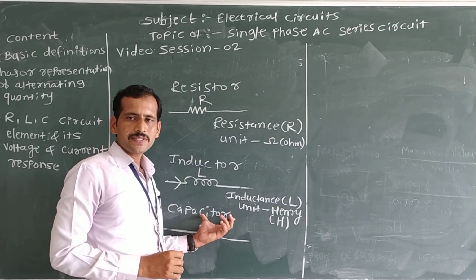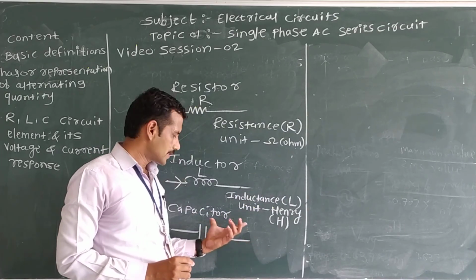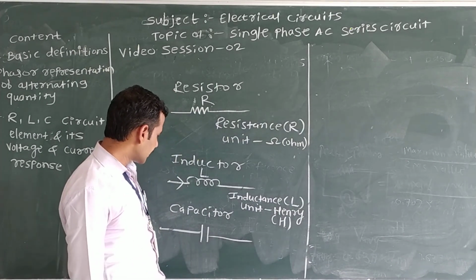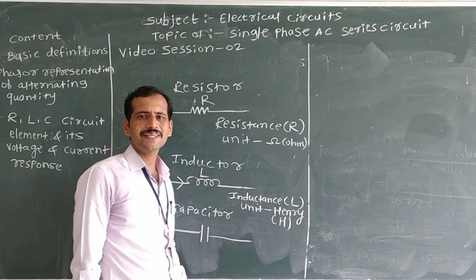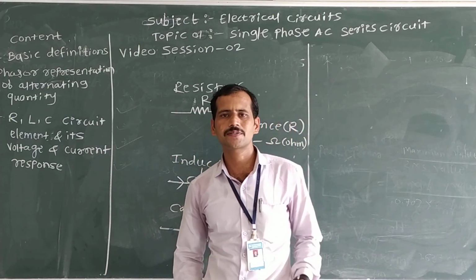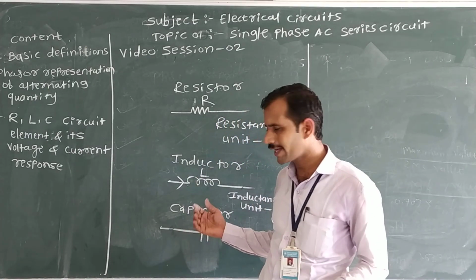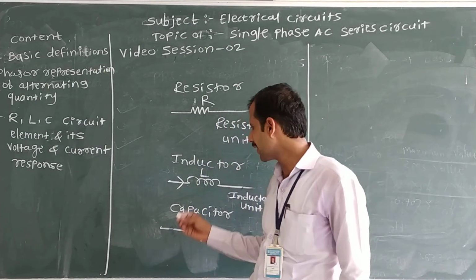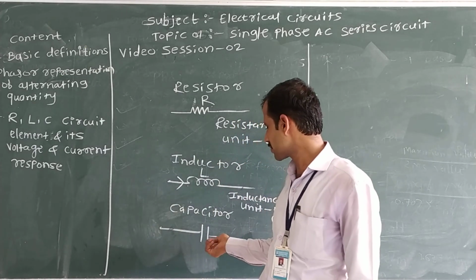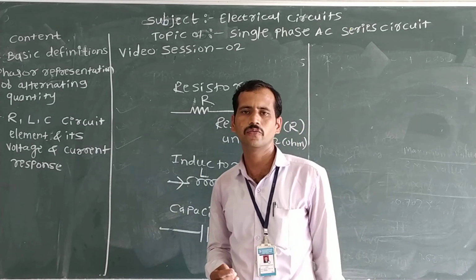Next will be capacitor. Last we will see capacitor. So again, capacitor is an energy storing device which stores the energy in the form of electrostatic field. Here inductor stores the energy in the form of magnetic field, but capacitor stores the energy in the form of electrostatic field.